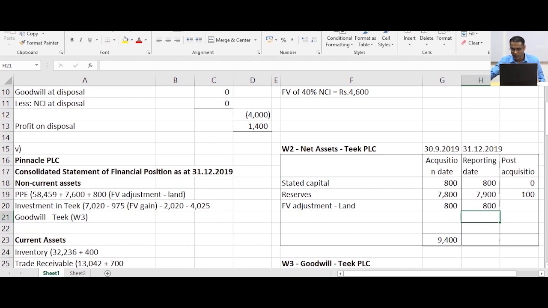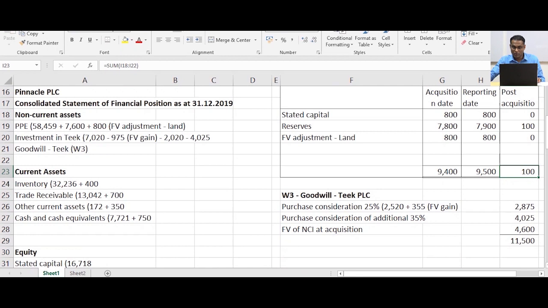Okay. Right, so you have taken 800 to the reporting date column as well. That means the post acquisition balance would be 800 minus 800, 0. Then I can take the total of the other two columns as well. Here 9,400, and what about the total of the reporting date? 9,500. So that is 800 plus 7,900 plus 800. Then the total of the post acquisition is 100. You see the difference between the acquisition date and the reporting date. The total net assets go from 9,400 to 9,500. What is that? 100.